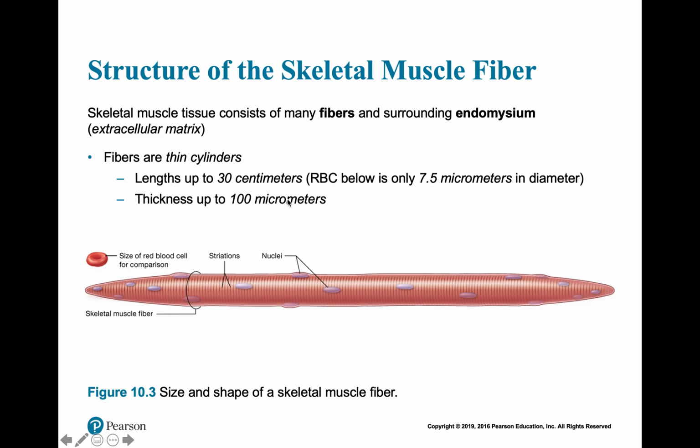All right, so length up to 30 centimeters, thickness up to 100 micrometers. I'm not going to ask those numbers. What I want to point out is just for comparison, this should be somewhat to scale. Size comparison, this is a red blood cell that flows through your vasculature. This is a skeletal muscle cell, one cell. All right, so just to show you the size and length comparison. Makes sense, skeletal muscle fibers are found in skeletal muscle organs. The longer these cells are, the more contractile force can be generated.